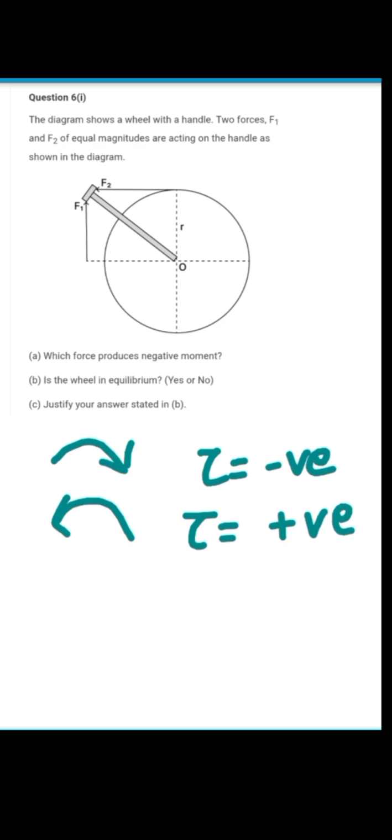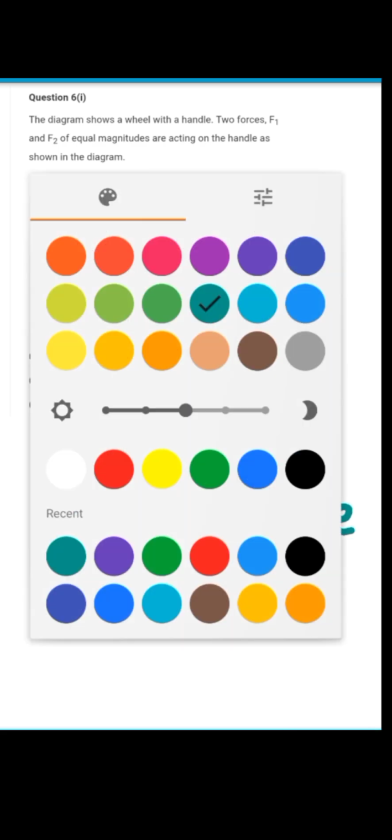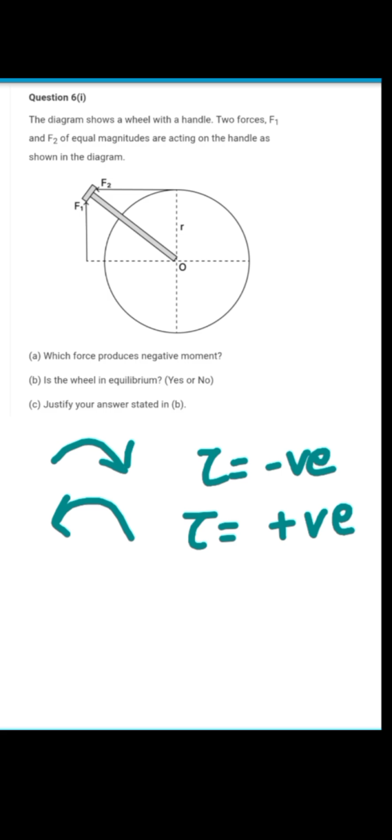So let's see which of the forces will produce a clockwise motion. Force F2 is in this particular direction, so it is going to rotate the wheel in this direction, isn't it? And force F1 is in this particular direction, so it is going to rotate the wheel in the clockwise direction. So obviously the correct answer will be F1. Since F1 is the force producing the motion of the wheel in the clockwise direction, the moment produced will be negative in nature.